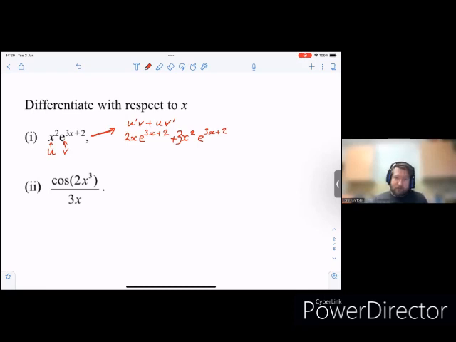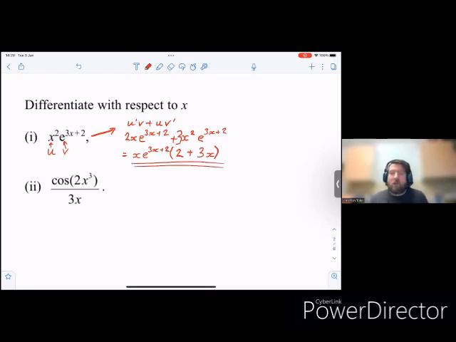We can simplify that a little bit by factorizing. We could pull out a common factor of x from both of those terms and e to the 3x plus 2. If we take out x from that first term, we're left with 2, and e to the 3x plus 2 has been taken out, so that's all we've got, plus 3x. So that's our final answer with it all factorized for us.